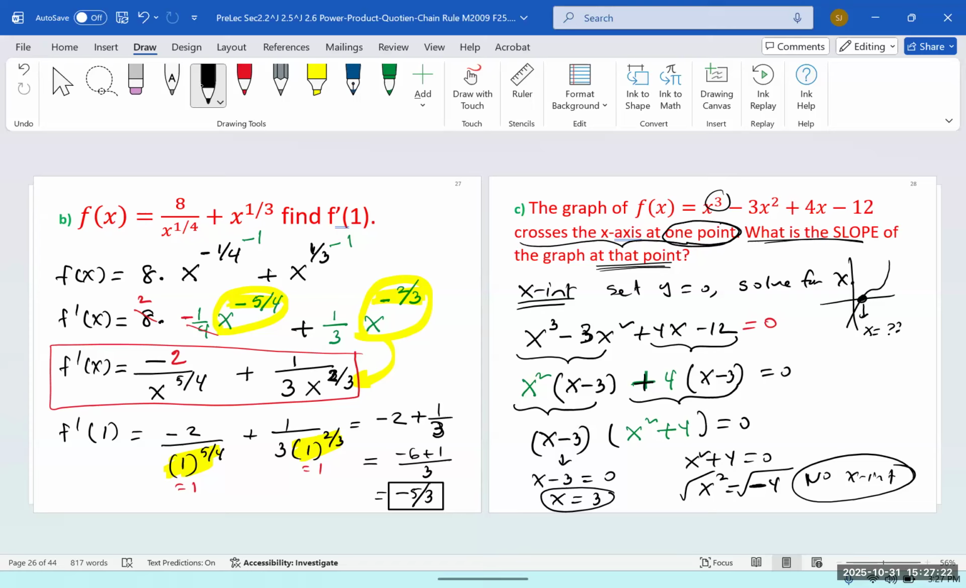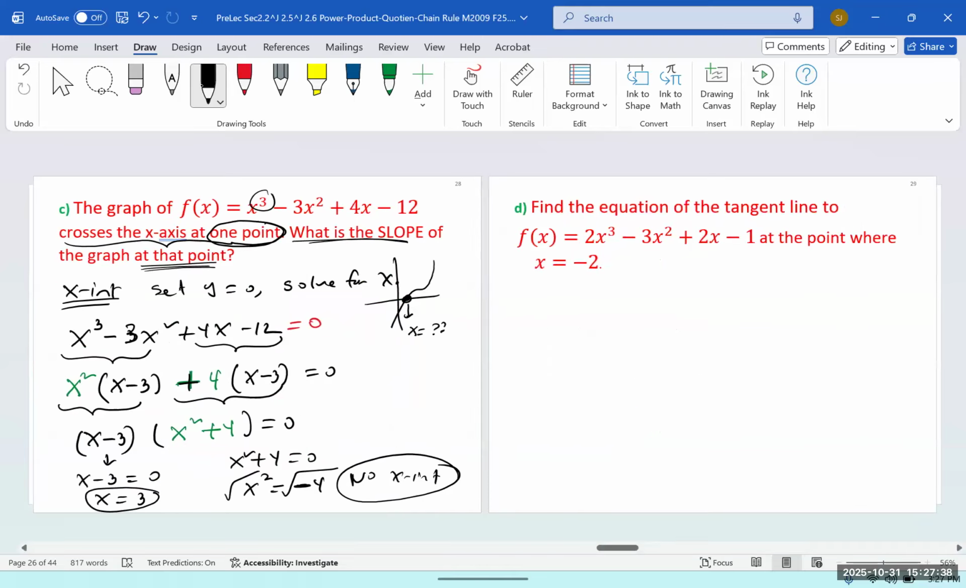And now we know it crosses the x-axis when x is 3. So we solved one problem. The point they're talking about is actually x equals 3. Now the second problem, what's the slope at that point? So what does slope mean?